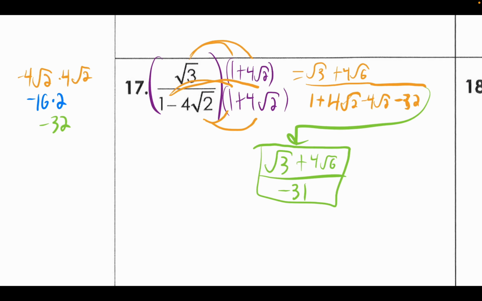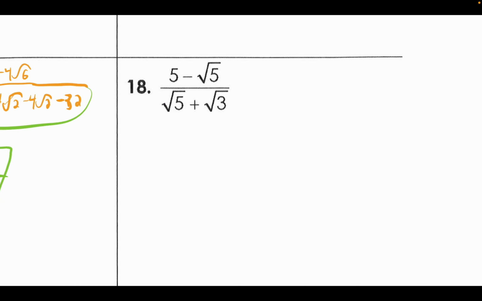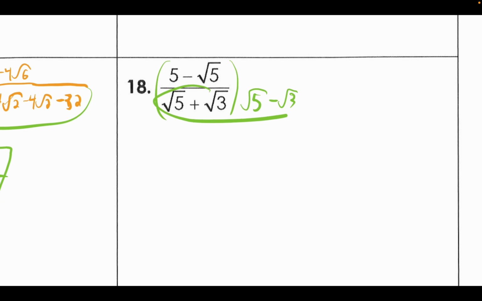Moving on, number 18. So now we have a binomial in the top two. That just means we're going to have to FOIL on the top two. So we're still going to have our conjugate be square root of 5 minus square root of 3, even though these are both radicals now. That's okay.